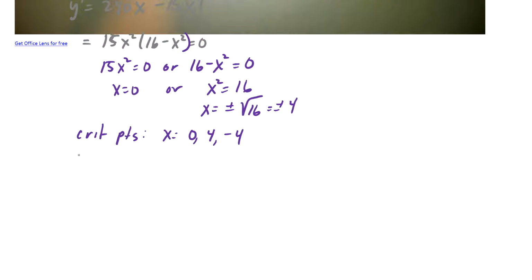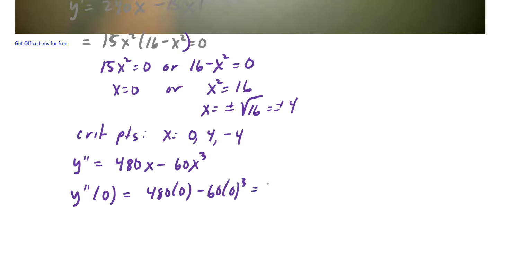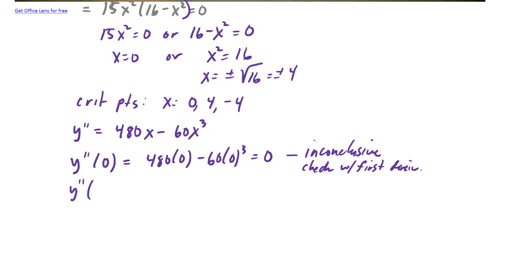Okay, so what do we need to do with those? We need to check to see when we plug them into our second derivative, what do we get? So let's find the second derivative. That's going to be 480x minus 60x cubed, and let's check them out. Y double prime of 0 is 480 times 0 minus 60 times 0 cubed, which is 0. Don't know what that means, right, by what we did earlier. So this is really inconclusive. We're going to have to check with the first derivative. That's the only option we have. And we haven't done anything really like that before, so I made that worth like 1 point to check that, so very minimal there.